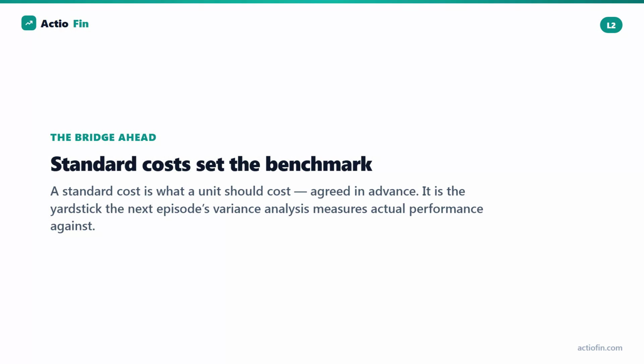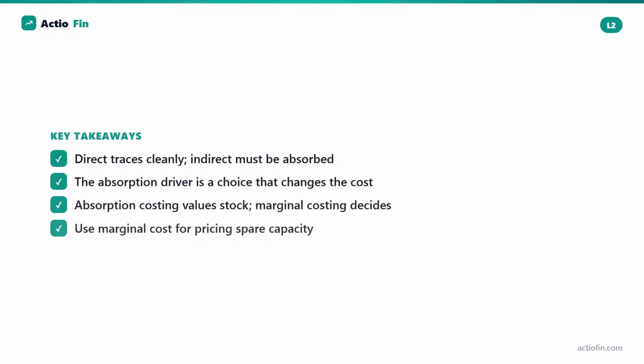To recap, direct costs trace cleanly to a unit, indirect overheads must be absorbed using a driver. And that driver is a modeling choice that changes the answer. Absorption costing belongs in your statutory accounts and stock valuation. Marginal costing belongs in your decisions, especially pricing and spare capacity orders. Hold both lenses, and always ask which question you are really answering before you quote a cost.